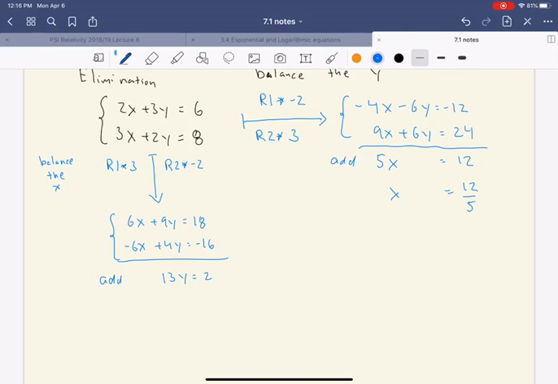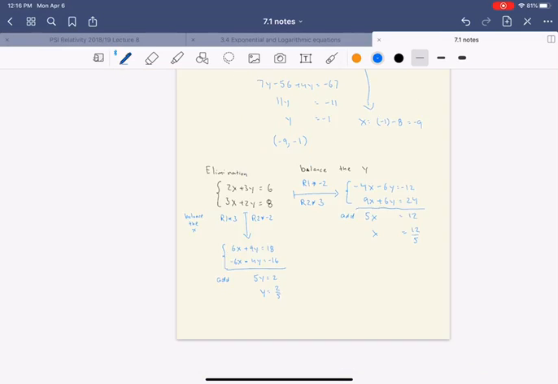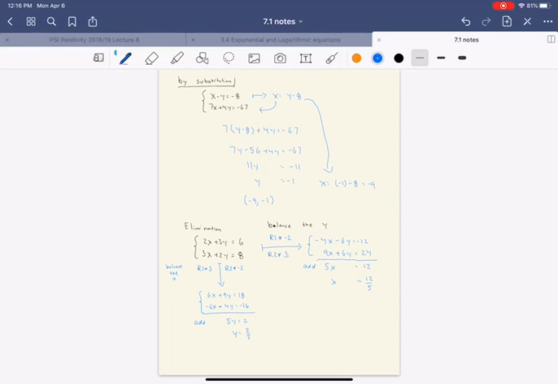Nope, I made a mistake, because that should have been a negative 4y. Glad I caught that. 5y equals 2, or y equals 2/5. Okay, so we have x is 12 over 5, and y is 2 over 5. Okay, I'll see you guys in the next video.